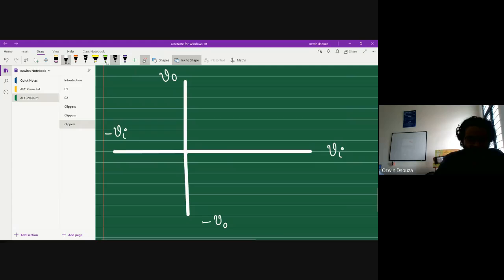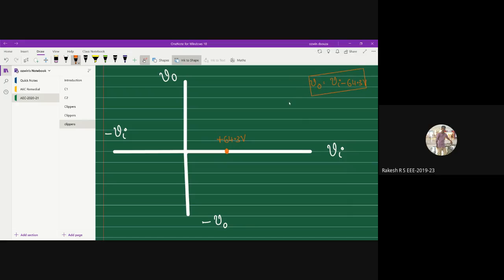Now you mark the transition point here. The transition point is minus 64.3 volts. Now, in the positive half cycle, when your input is less than 64.3 volts, what is your output equation? Output equation is V naught is equal to Vi minus 64.3 volts. Is it correct? Yes, sir.